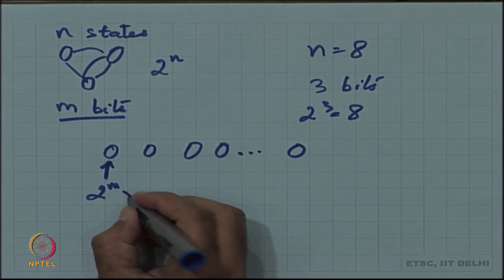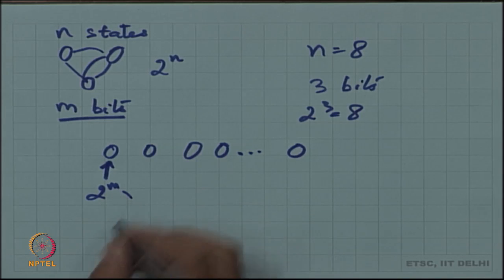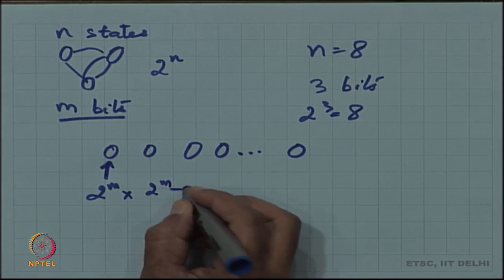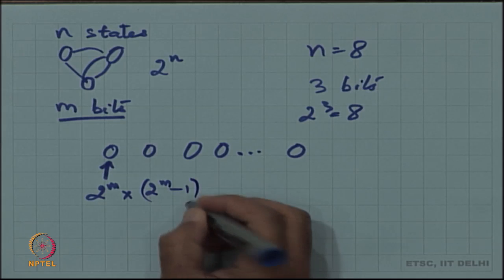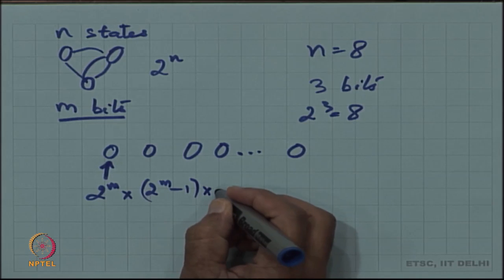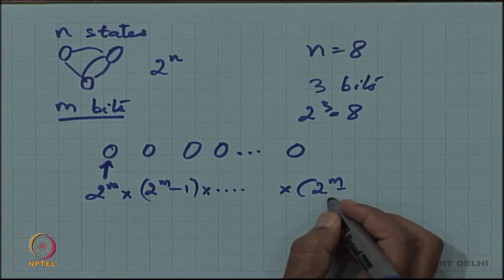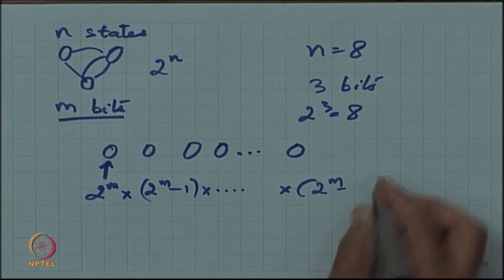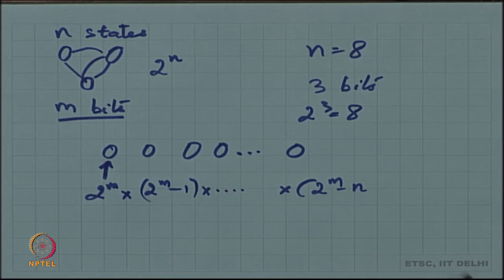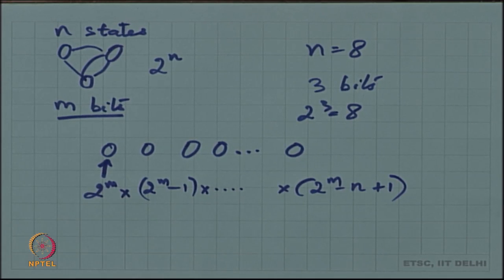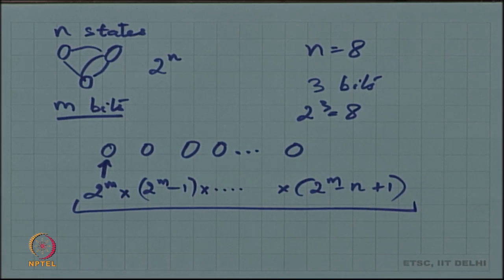Once you have made this, how many choices for the second? 2^m minus 1. Like C, combination, I think, not permutation. That should be, then minus 2, and so on up till 1, until n minus 1. It is not exactly, but it is something like that. You started with minus 0, so n minus 1.